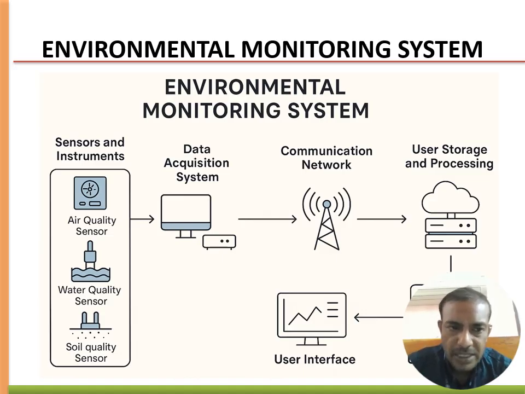Considering that the topic deals with different parameters, that we are going to discuss now. Sensors and instruments are very essential, which are used to collect the information from the field, environment related data. Environment related parameters are collected by means of sensors and equipment and data acquisition systems: how the data are acquired, what the different data acquisition systems are, and the communication network, how the data are communicated or transferred from one medium to another, and then storage and processing.